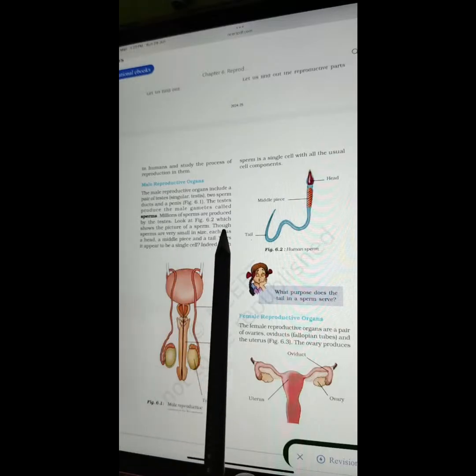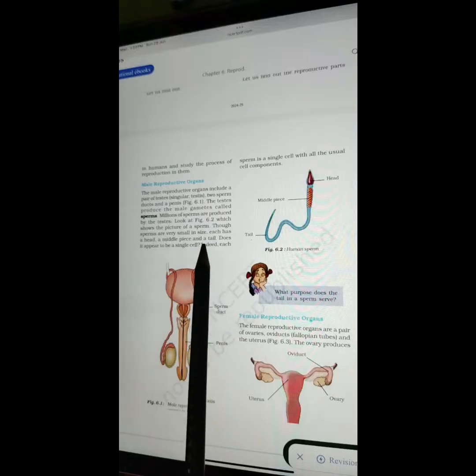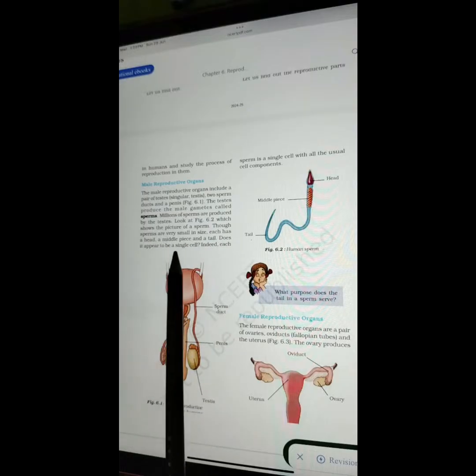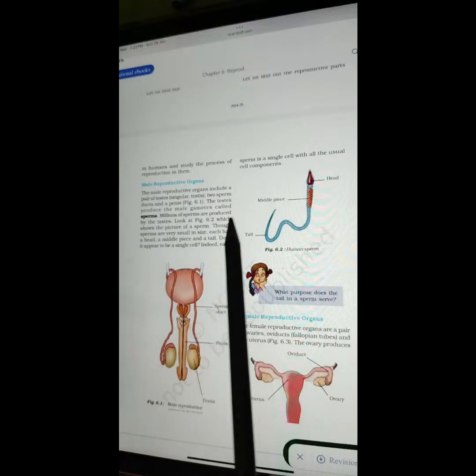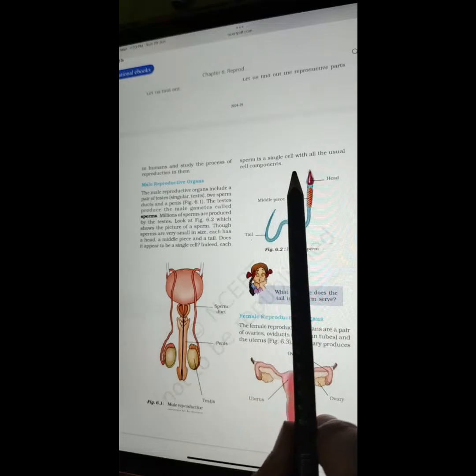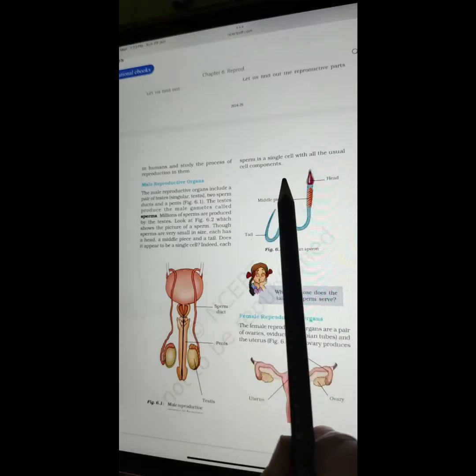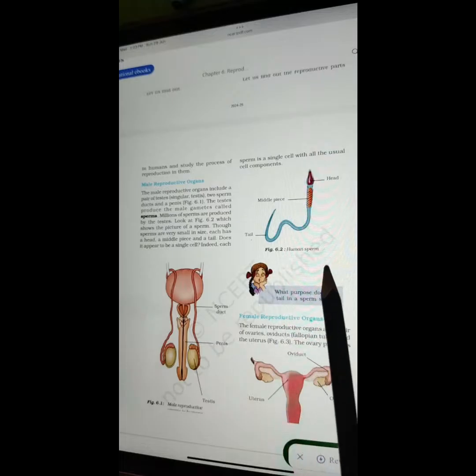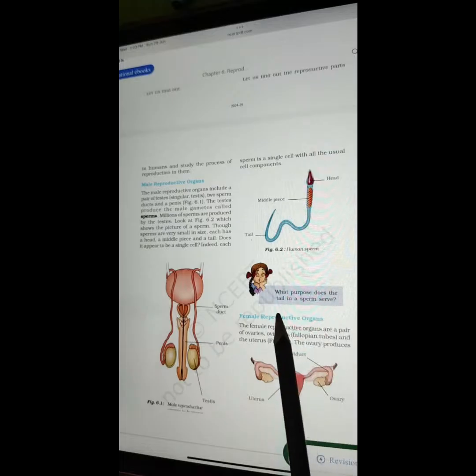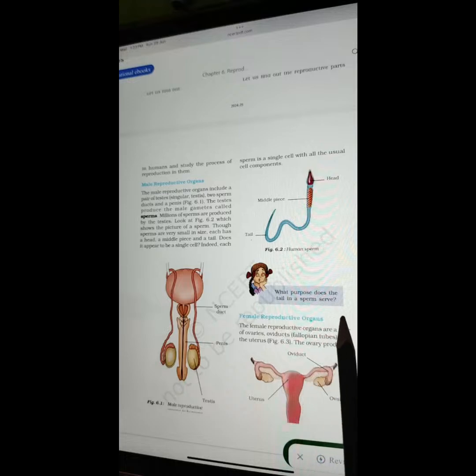Look at figure 6.2, which shows the picture of a sperm. Those sperms are very small in size. Each has a head, middle piece, and a tail. Does it appear to be single cell? Indeed, each sperm is a single cell with all usual cell components. Figure 6.2 Human sperm. What purpose does tail in a sperm serve?